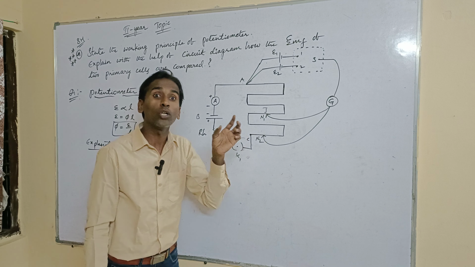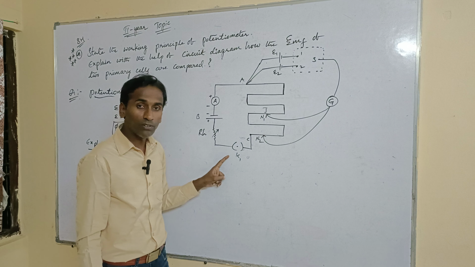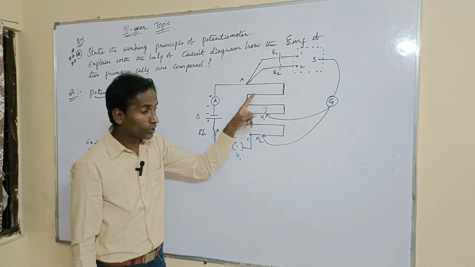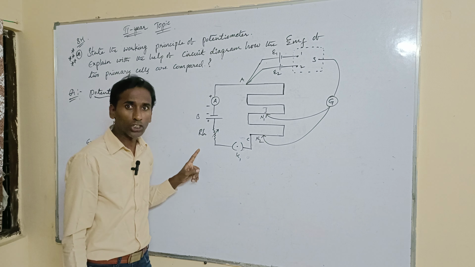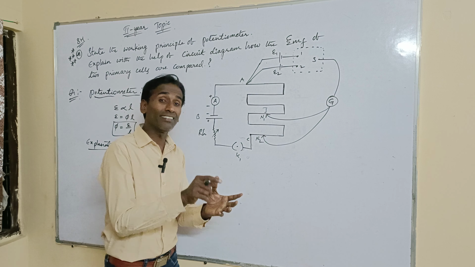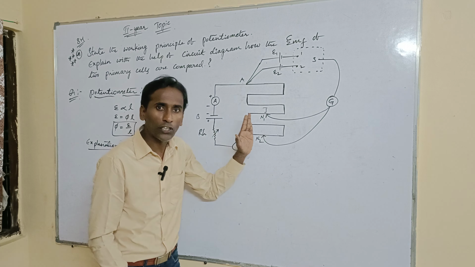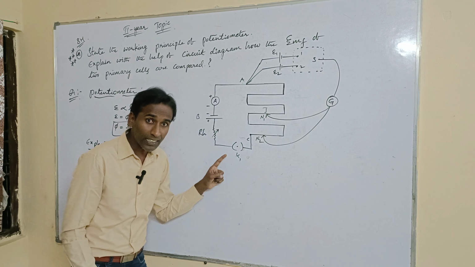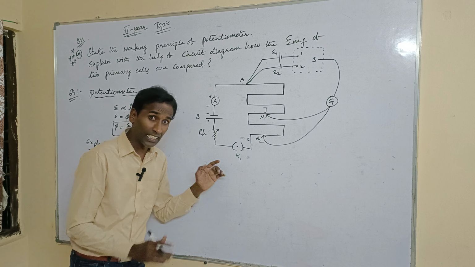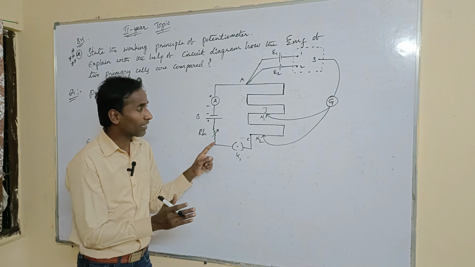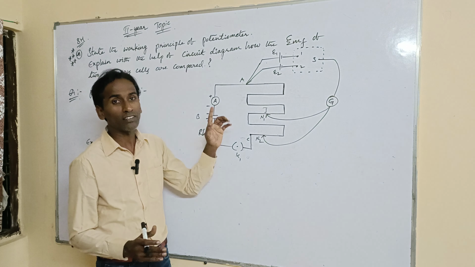Which current? Constant current passes through the circuit. By using the rheostat, however much it is increased, that much current will pass through the circuit. Okay? When the key K1 is closed, the constant current will pass through the circuit.